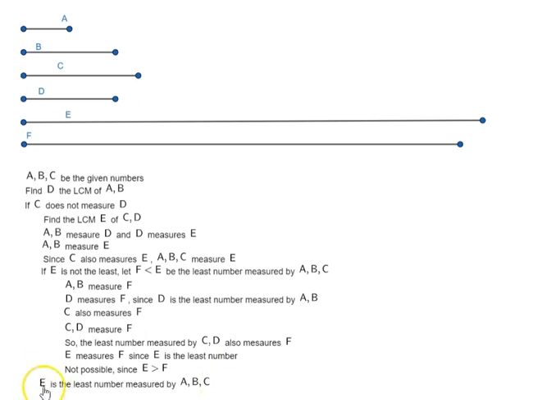And how did we arrive at E? We took the LCM twice. We took the LCM of A and B to get D. Then we took the LCM of C, the third number, and D, the LCM of A and B. That is proposition number 36 of book 7 of Euclid's Elements.